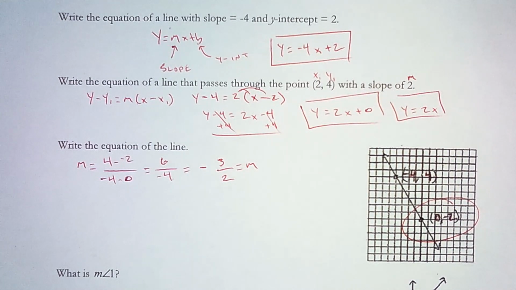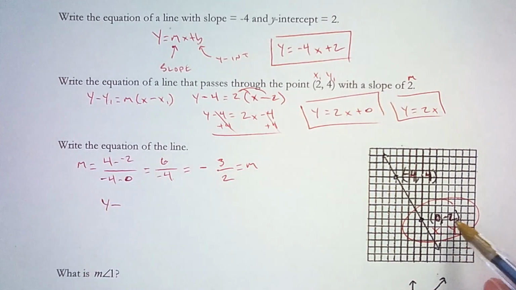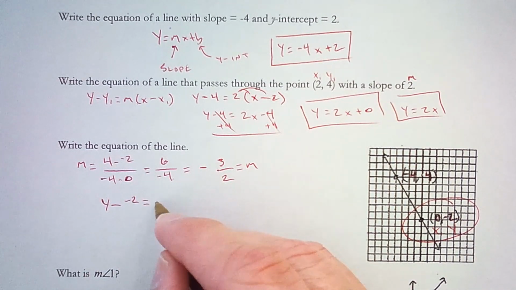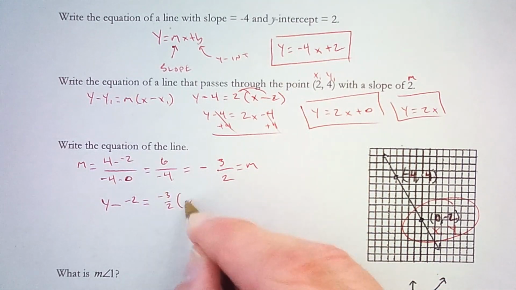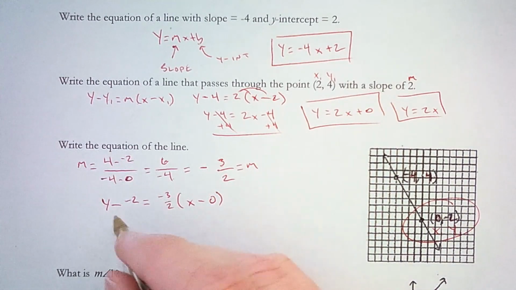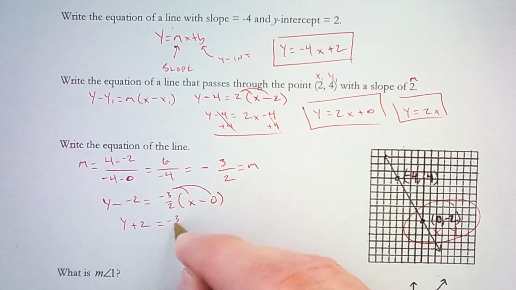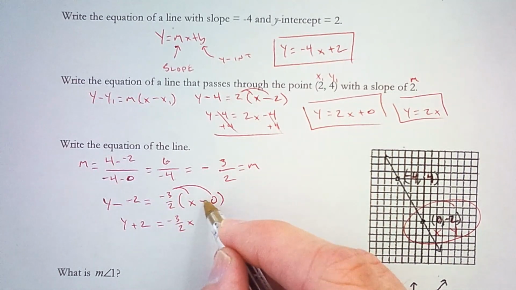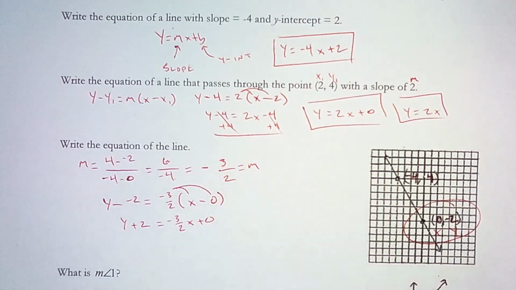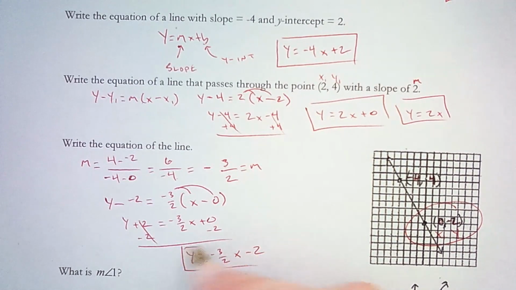I like the smaller numbers, so I'm going to use this point as my x1, y1. Using this formula here, y minus y1, that's y minus negative 2 equals m, which is negative 3/2, times x minus x1, and x1 is 0. Minus negative is plus, so this is y plus 2, and I'll distribute negative 3/2 times x, and then negative 3/2 times 0 is 0, so plus 0. And then we will subtract 2 from both sides. Y equals negative 3/2 x minus 2.